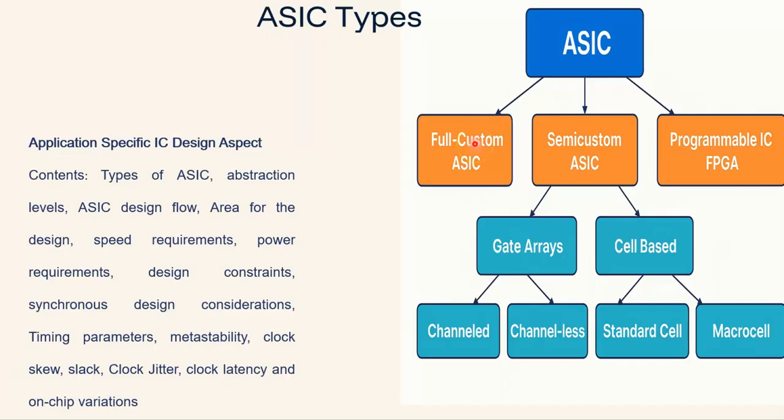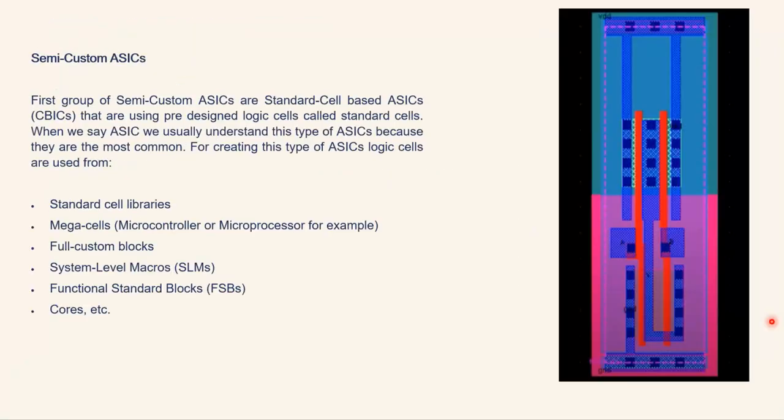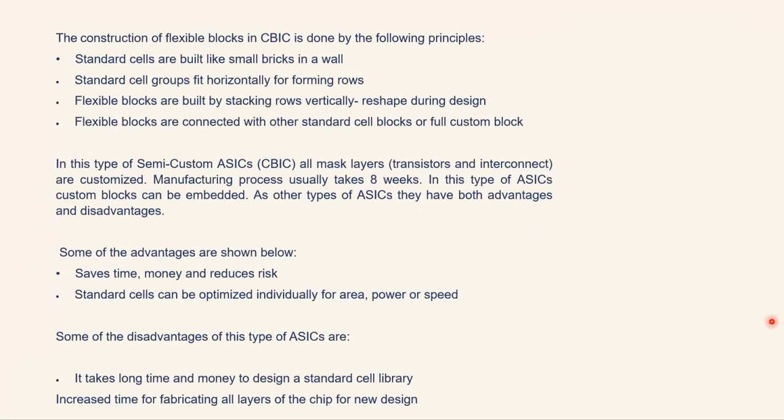ठीक है, लेकिन उसके जो डिटेल स्टेप्स होते हैं वो हमें इस सेमेस्टर पढ़ने हैं, इस सब्जेक्ट में पढ़ने हैं. सेमी कस्टम आईसी, गेट अरेज, सेल बेस्ड. Now these types, please note down these types. What are these types? Channeled, channelless, standard cell and micro cell. What these types are and how these types are different from each other, that we have to study.